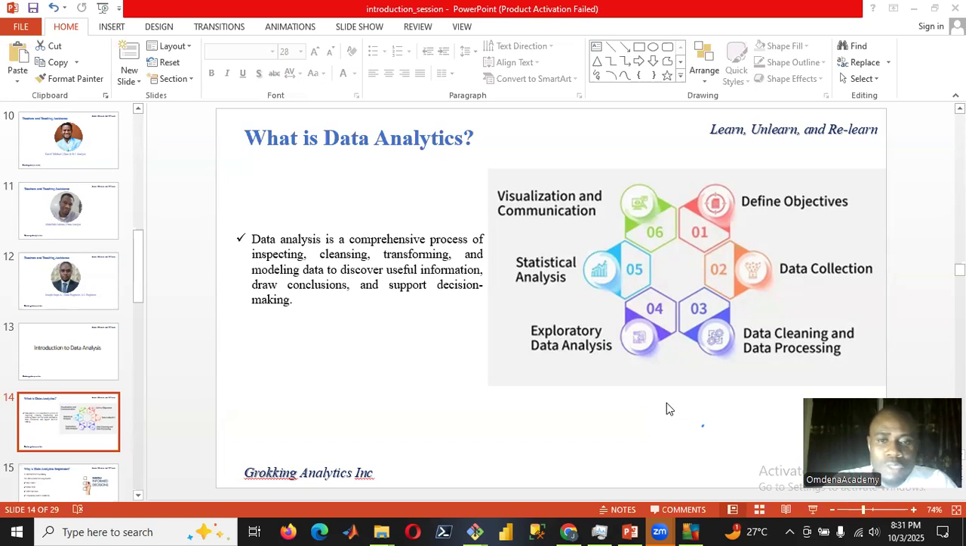Then we'll also talk about exploratory data analysis. Exploratory data analysis is simply about understanding the pattern within the data by exploring the data. All right. And then we also have the statistical analysis.